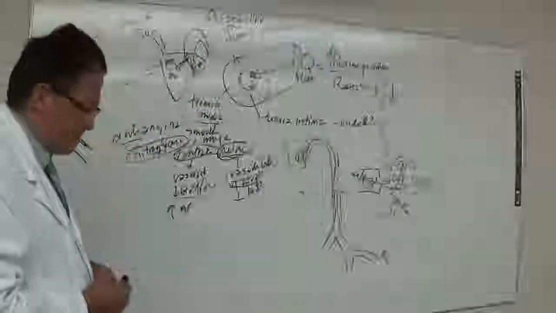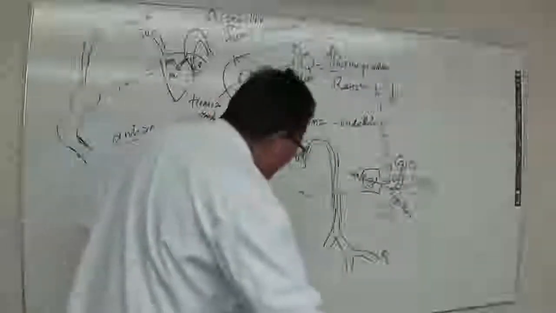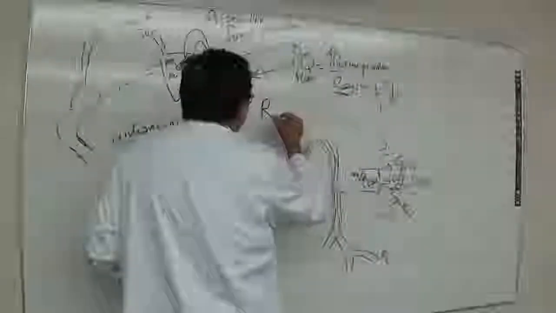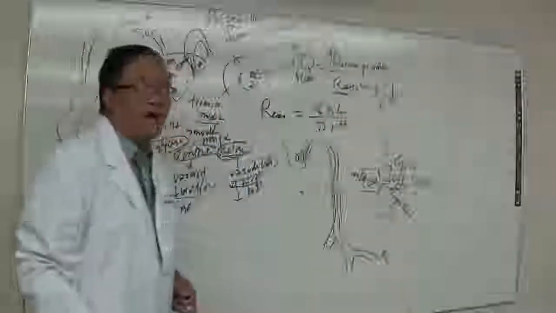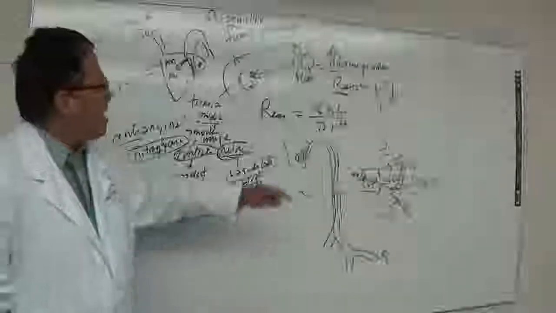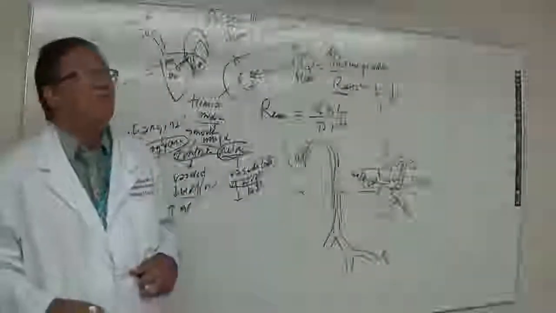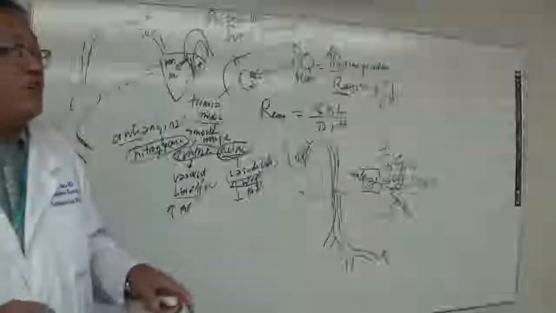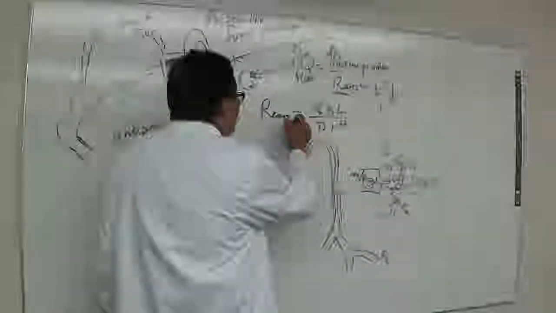Okay, according to Maria, Maria said it is what? Resistance. R for resistance here is equal to 8ηL over πr to the 4th, whereby r is radius, L is the length of the blood vessel, and what about η? Viscosity of the blood. A formula is going to be useless unless you know how to apply the formula in clinical resistance.